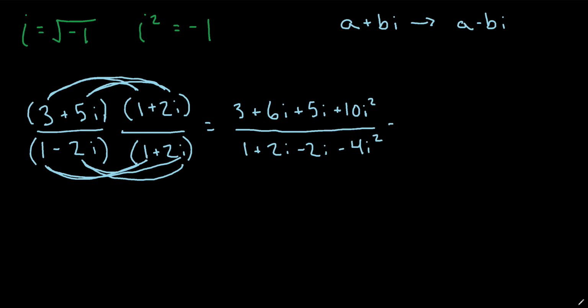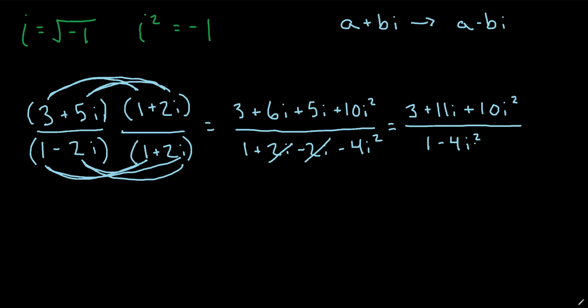So now we just need to simplify. In the numerator we have 3 plus, we have a 6i and a 5i, so that's 11i. So plus 11i. And then plus 10i squared, all over, in the denominator, this plus 2i and this negative 2i cancel out. So we have 1 minus 4i squared.